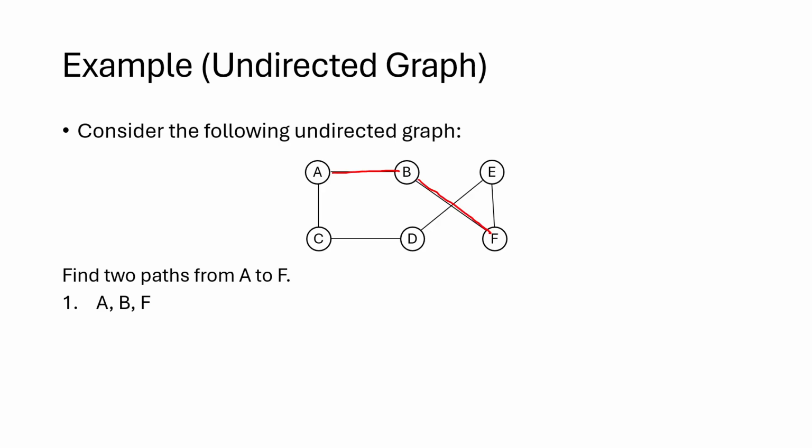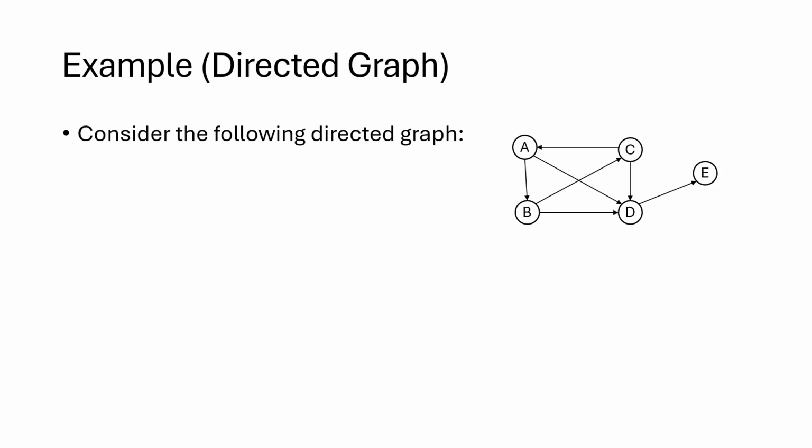And we used only 2 edges, which means that the length of this path is 2. Now, there's another way of going from A to F, and that is from A to C, C to D, D to E, and E to F. And that's also a path from A to F. And in this path, from A to C, C to D, D to E, and E to F, we traversed 4 edges, and that means that the length of this path is 4.